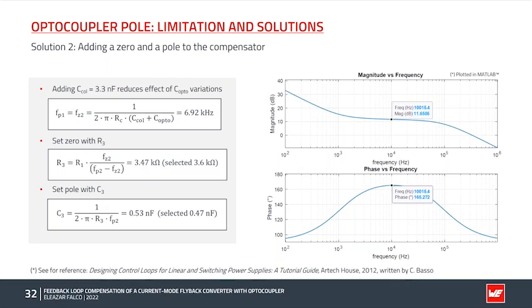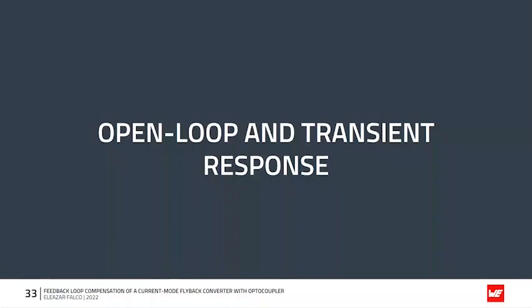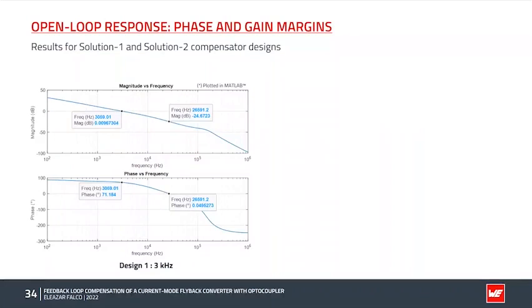Let us see now the resulting open loop response and transient behavior of the system for both compensator design solutions. Here we can see the Bode plot of the open loop transfer function for the first design solution. A crossover frequency of 3 kHz with a phase margin of 71.1 degree and a gain margin of almost 25 dB is observed here.